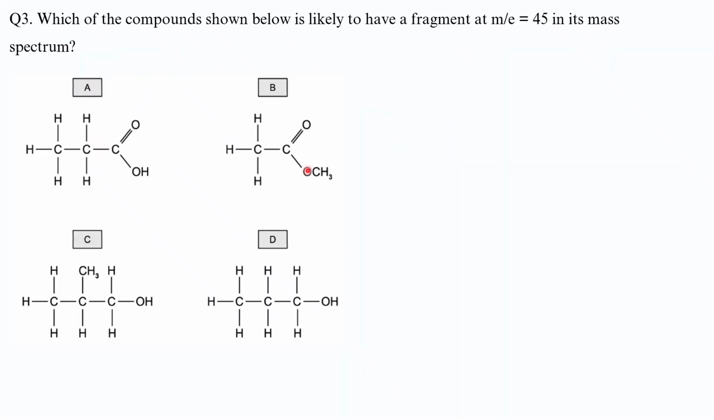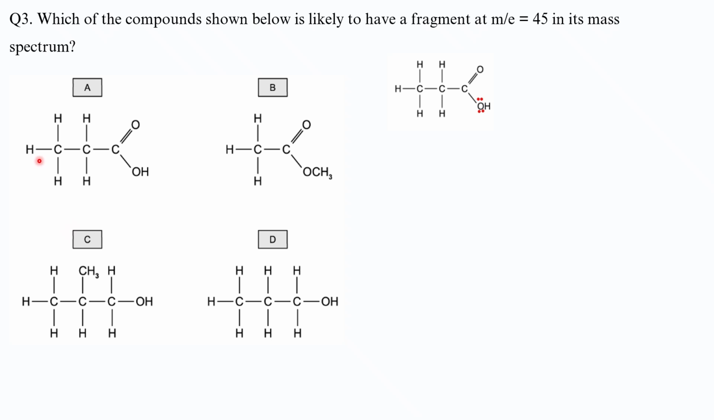Now, these are the questions which you may come across based on this fragmentation pattern. So the question is, which of the compounds shown below is likely to have a fragment at m by e 45 in its mass spectrum? So here I have these four options. The simple method is to carry out the fragmentation. The one which will be having the m by z value equivalent to 45, that is going to show the fragment in the mass spectrum.